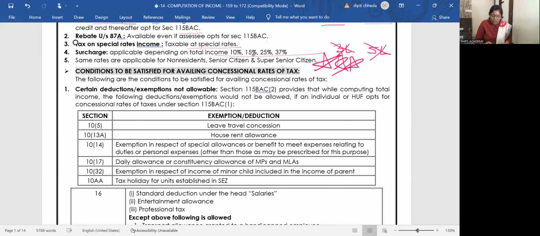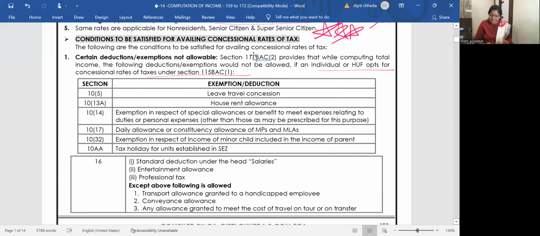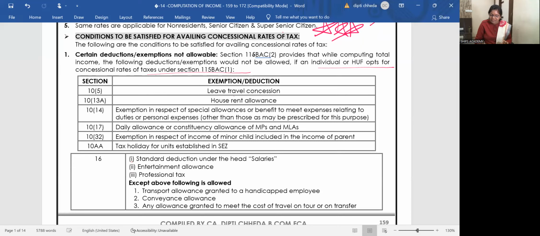Following conditions are to be satisfied for availing concessional rate of tax. Certain deductions and exemptions are not available if an individual and HUF opt for the concessional rate. What is that? 10.5, leave travel concession. This will revise everything. Anyhow, we have completed all the heads of income and everything, right? 10.5, leave travel concession.